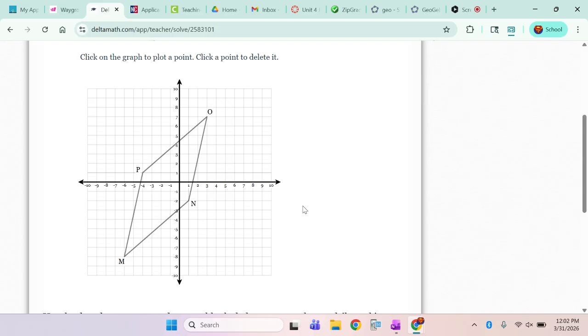6 squared plus 7 squared is equal to c squared. So what's 6 squared? 36. 7 squared? Guys, what's 7 times 7? 49.